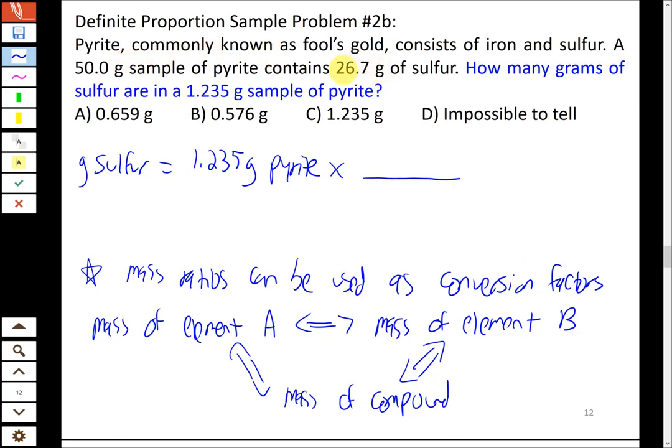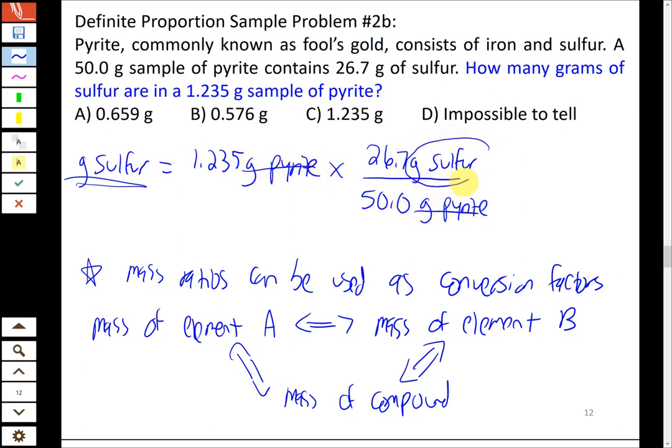So if we want to make sure that we set this up correctly, we want the mass of pyrite to cancel, to divide out, and we want to convert into the mass of sulfur. So this is called the factor label method. We just use units to tell us how to write this ratio. So we want grams of pyrite to cancel, and we want to convert into grams of sulfur because that's what we're looking for. So from the numbers in the problem, there's 26.7 grams of sulfur for every 50 grams of pyrite. So we can write that as a ratio. Grams of pyrite cancels out, and then doing this simple multiplication gets us into grams of sulfur. So it's going to be 0.659 grams.